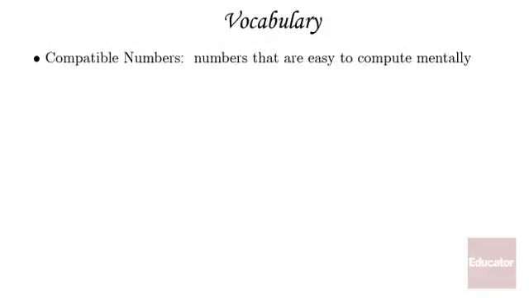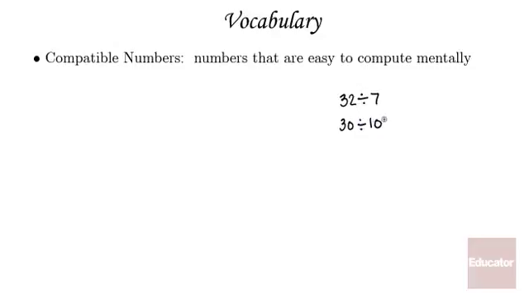Vocabulary for this is compatible numbers. These are numbers that are easy to compute mentally. They may not always correspond with estimating. For example, if you were to estimate 32 divided by 7, you may estimate this to 30 divided by 10.